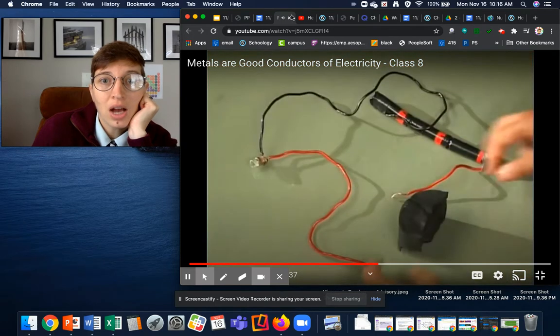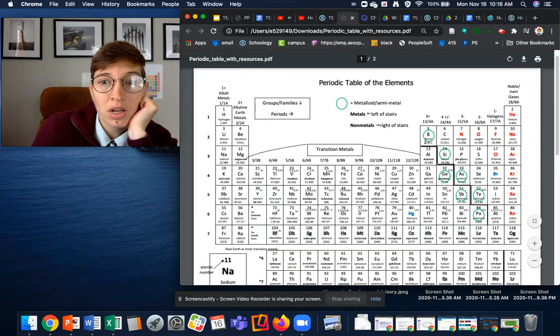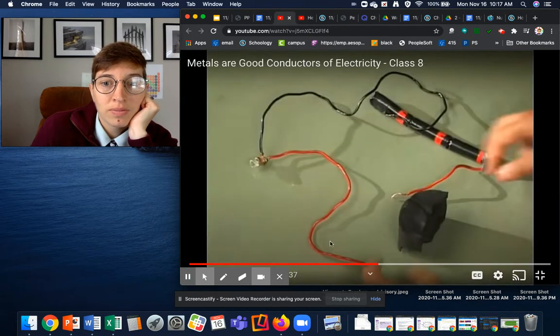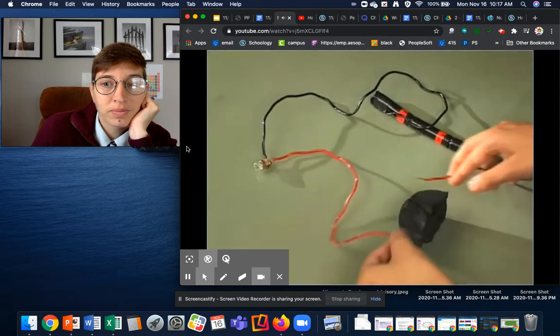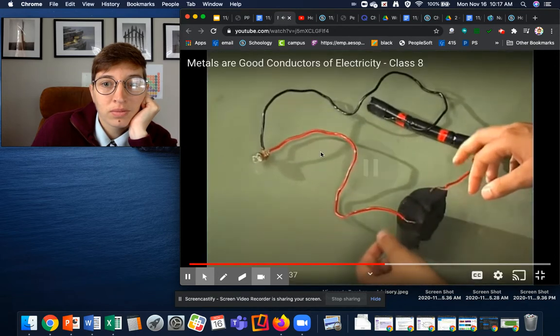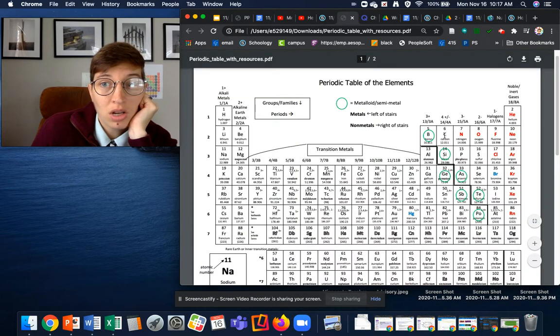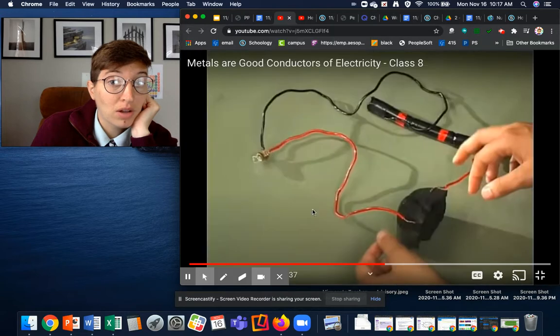Now, just to clarify, iron is right here. It's in the metal section, so that is conducting electricity. Next: connect the coal piece between the open ends. This is a piece of coal, which is carbon. Carbon's over here, right of the stairs, so it's a nonmetal. What do you think is going to happen? Is the light bulb going to light up or not?